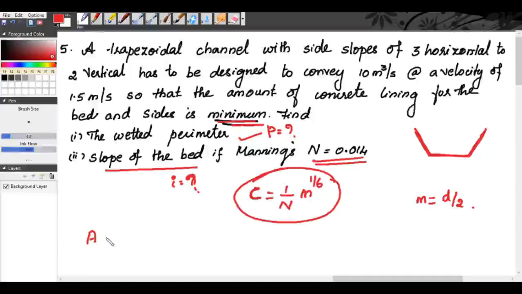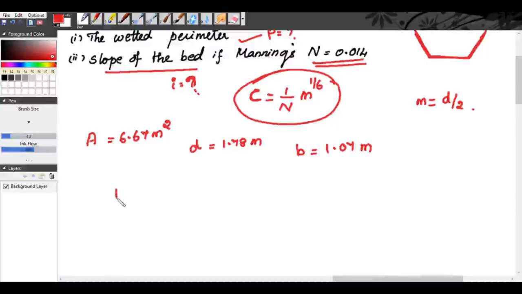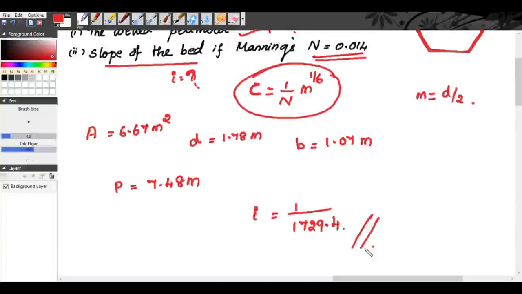So your values will be area is equal to 6.67 meter square. You will get small d is equal to 1.78 meter, that is depth of flow. Our breadth will be equal to 1.07 meter. The wetted perimeter will be equal to 7.48 meter. And the slope of the bed I will be equal to 1 by 1729.4. We will move on to our last problem.